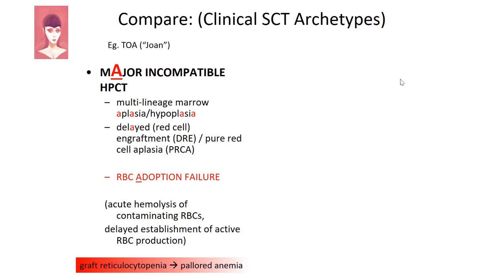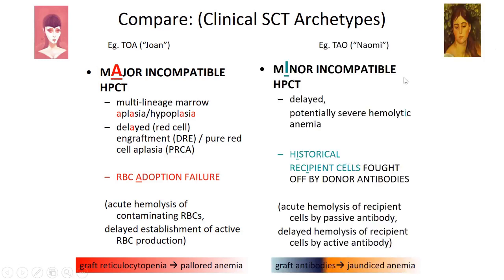And that's in contrast with the minor incompatible archetype of TAO, for example, or Naomi. This individual may have a delayed, potentially severe hemolytic anemia. The historical recipient red cells may be getting hemolyzed by donor antibodies, either those present in the plasma of the graft or in the delayed hemolysis by passenger lymphocyte isoagglutinin secretion. And so this is a more jaundiced hemolytic anemia as opposed to a pallid hyporeticulocytic anemia in major mismatched BMT.